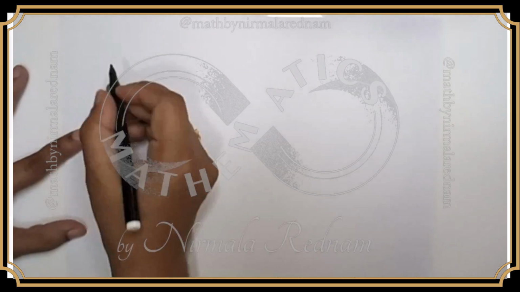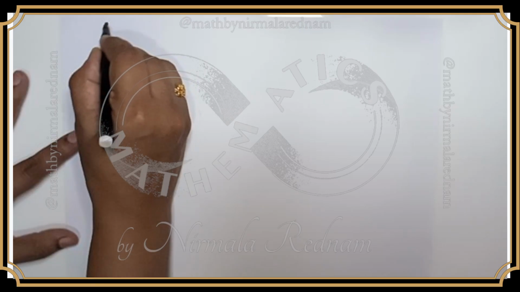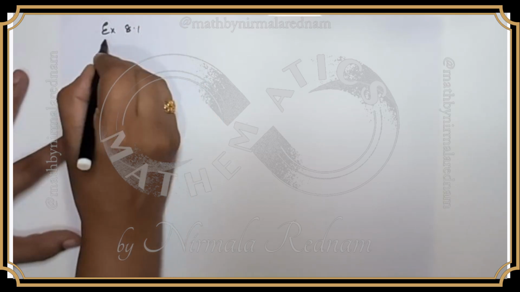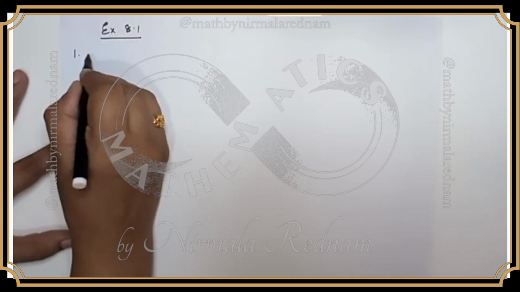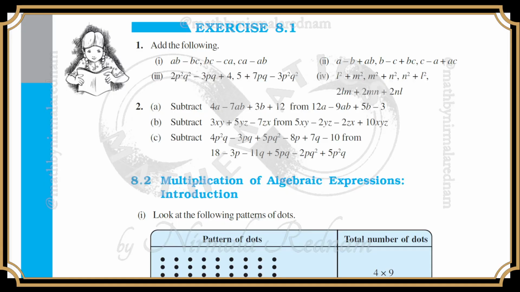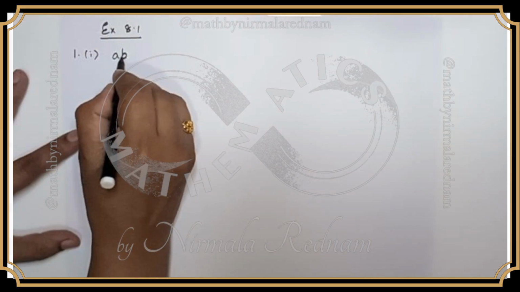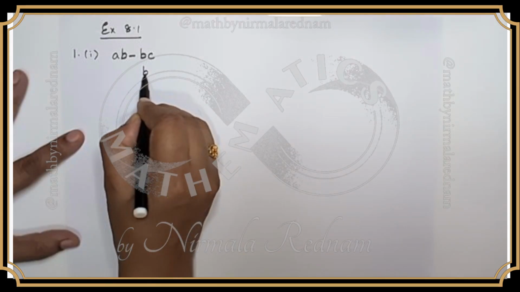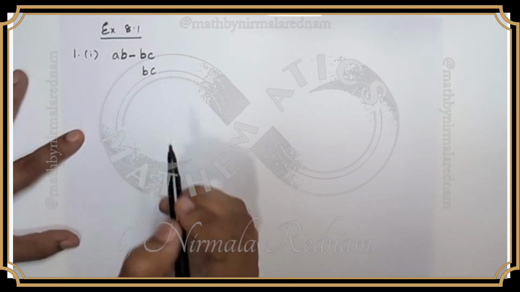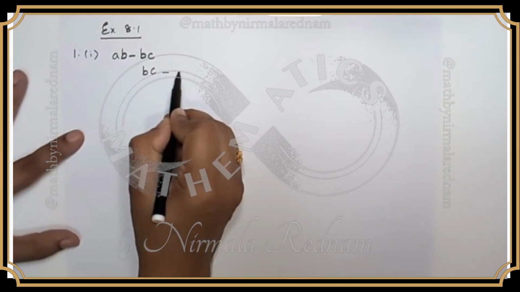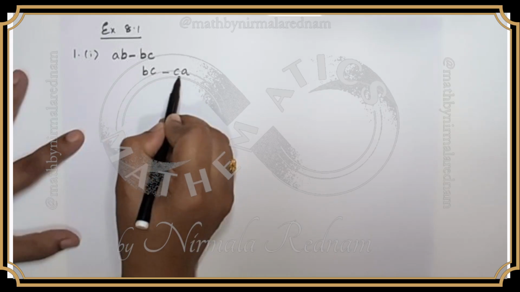So I have exercise 8.1. The first question, first bit, I have three expressions here. So what I'm going to do is write the first expression as it is, AB minus BC, right? And then if you look at the second expression, I have BC minus CA. So you can see that BC is a like term with this. So I'm going to write it below that. And after BC, I have minus CA. This is a different term, so I'm going to write it in a different column.